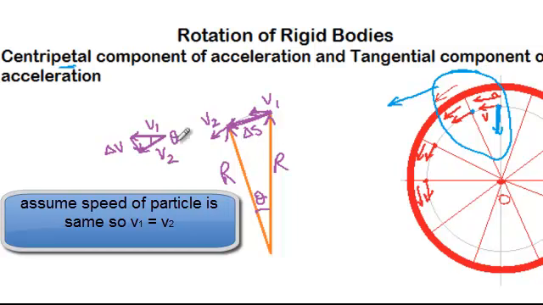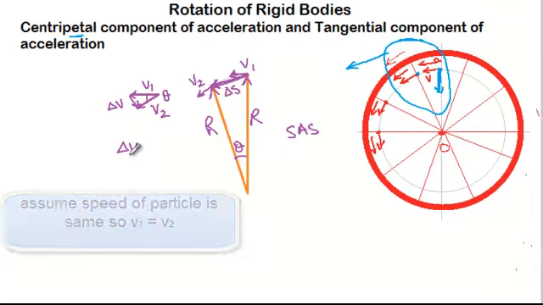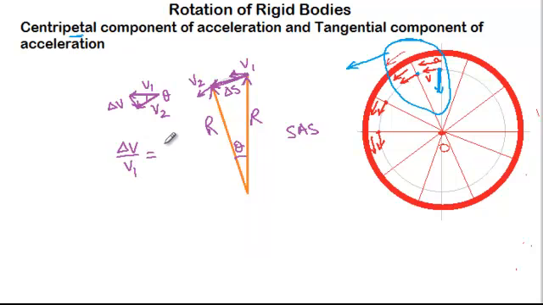Now you can see that these two triangles are similar because the ratio of the corresponding sides is equal and the included angle is equal. So by SAS similarity, these two triangles are similar. If the two triangles are similar, I can write down the ratio of the corresponding sides, and that's going to be equal. That would be delta V over V1 is equal to delta S over R. Now from this I can write delta V as V1 times delta S over R.